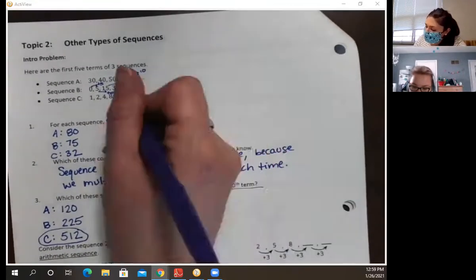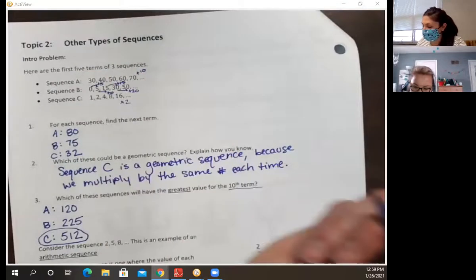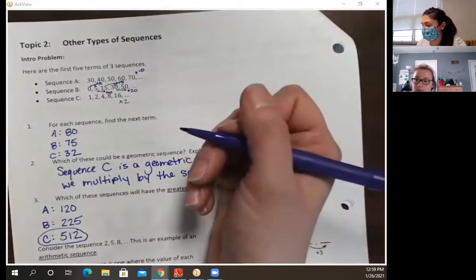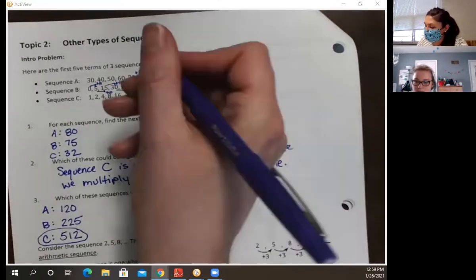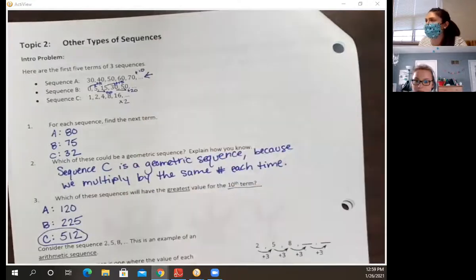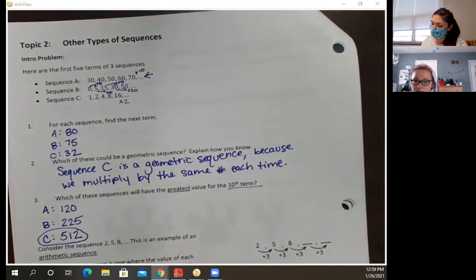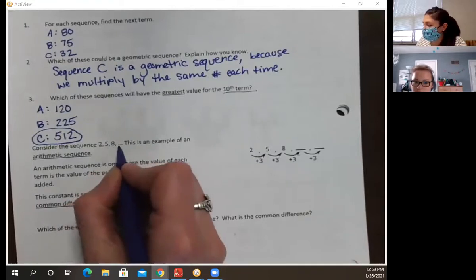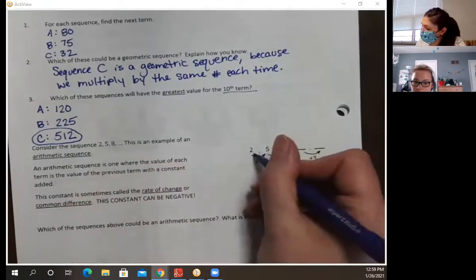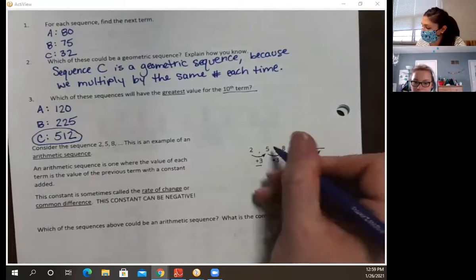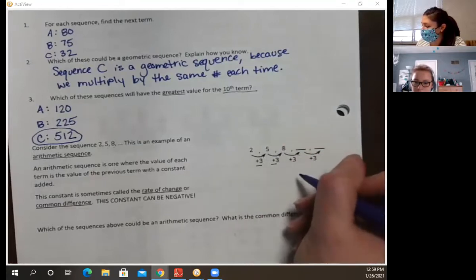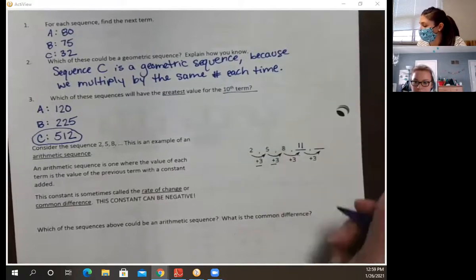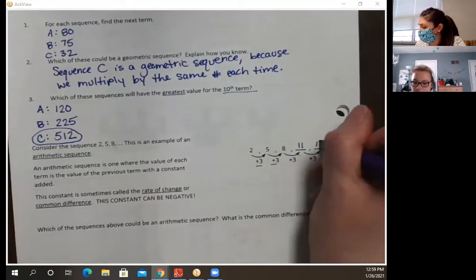So we know that C is a geometric sequence. We multiplied by the same number each time. That's the definition of a geometric sequence. But A is another special type of sequence that we're going to focus on for today. So let's look at the sequence 2, 5, 8, and so on. To get from 2 to 5, we can add 3. To get from 5 to 8, we can add 3. The next term in my sequence I could get by adding 3 to 8. That would get me 11. If I added 3 again, I would get 14.